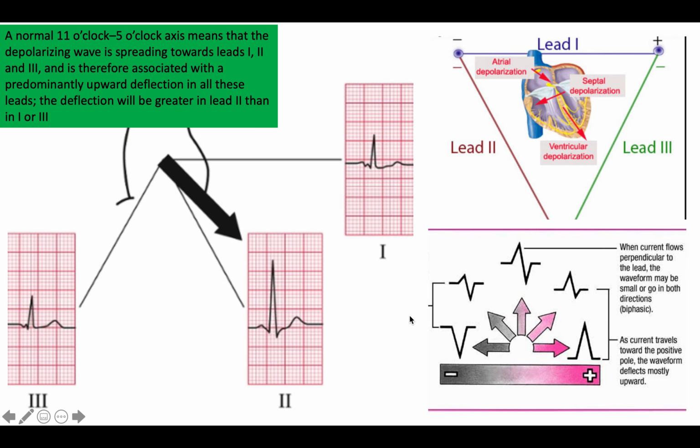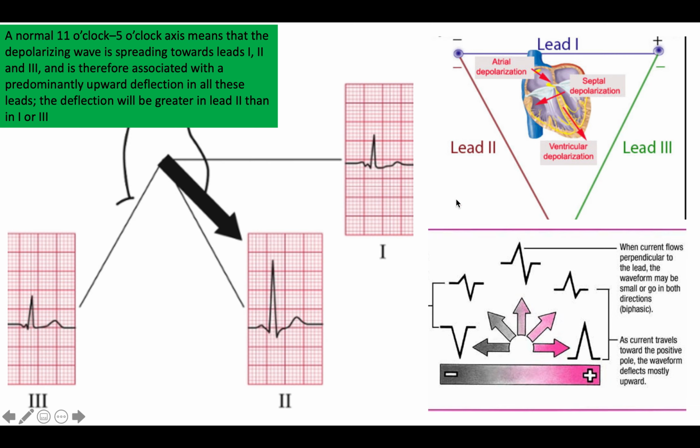Got an idea that from leads 1, 2 and 3 you have a positive deflection. Now on the top left you have a green box which I've made. So a normal heart usually represents a cardiac rhythm which flows from 11 o'clock. So imagine a timepiece, 11 o'clock to a 5 o'clock axis. So it's going from 11 here to 5 o'clock here.